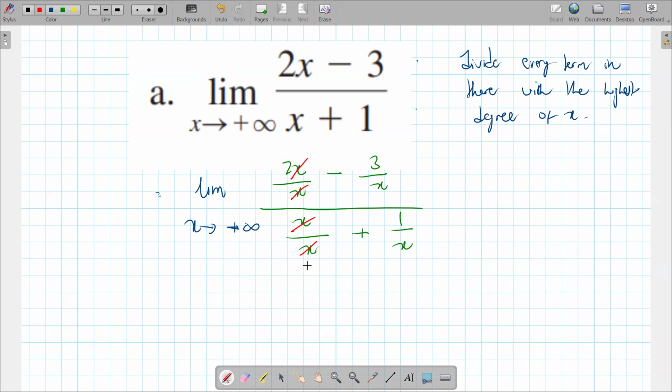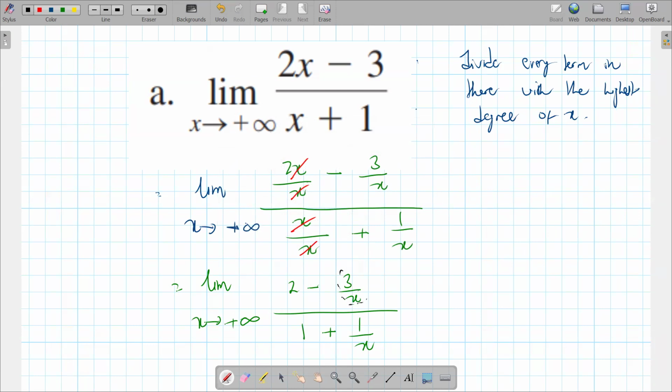So this x and this x cancel out. So what are we left with? The limit as x approaches positive infinity of 2x over x, which is 2, minus 3 over x, over 1 plus 1 over x, like that, okay? Now what? Now you want to think.